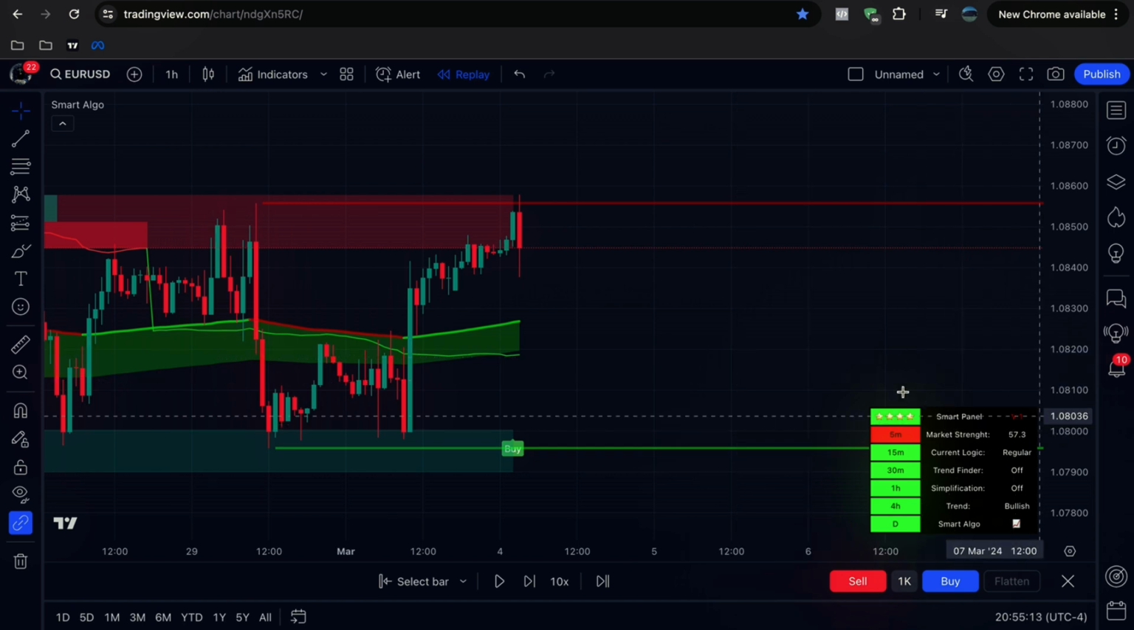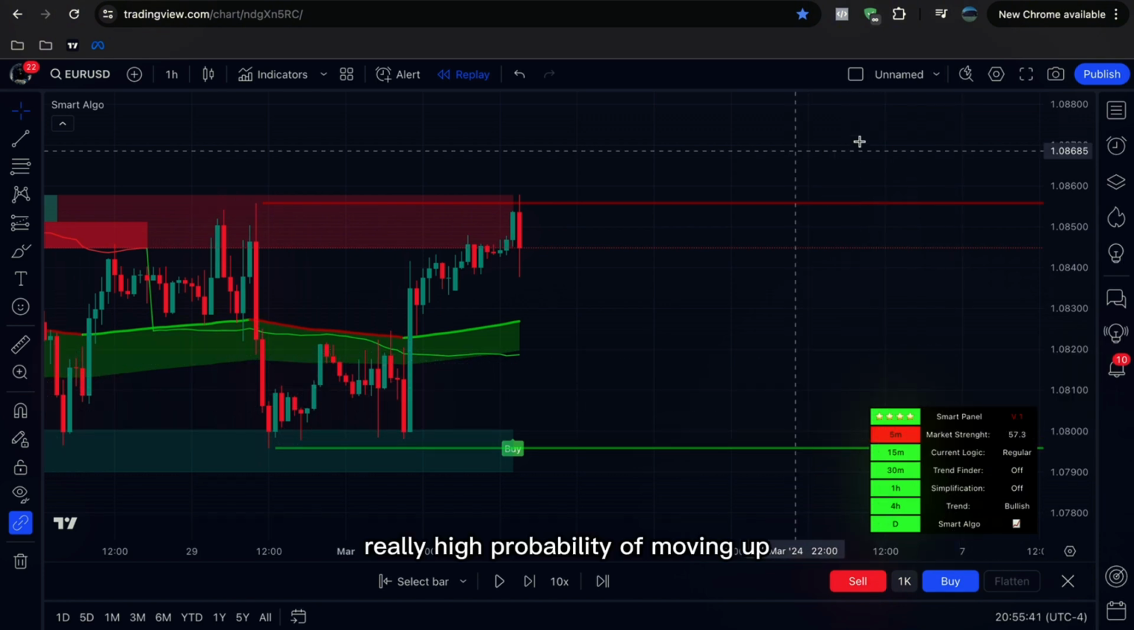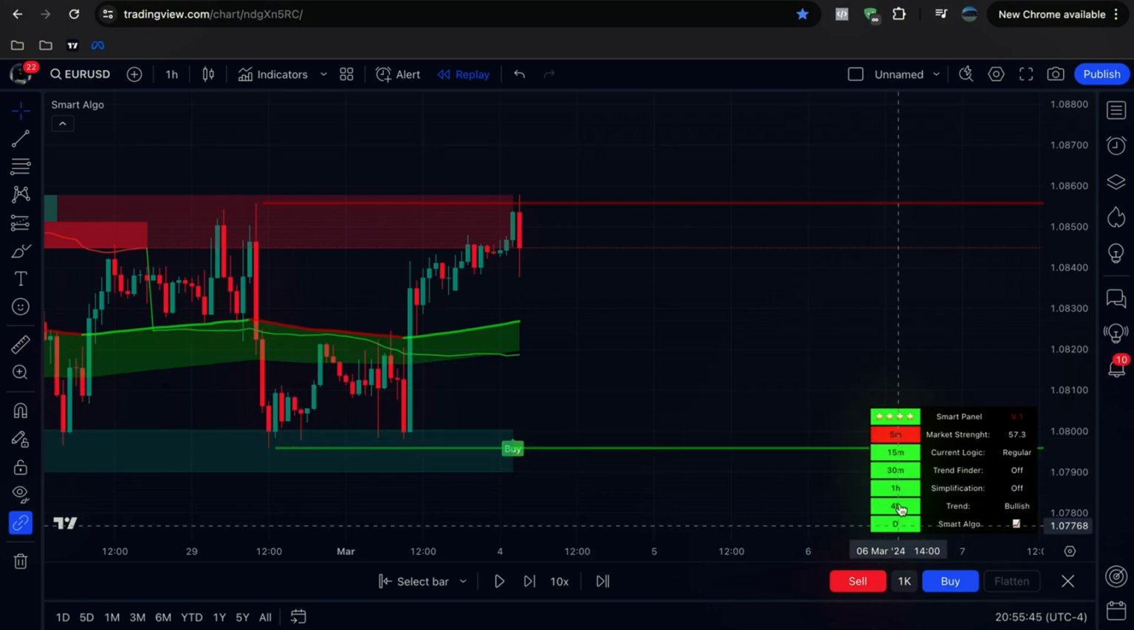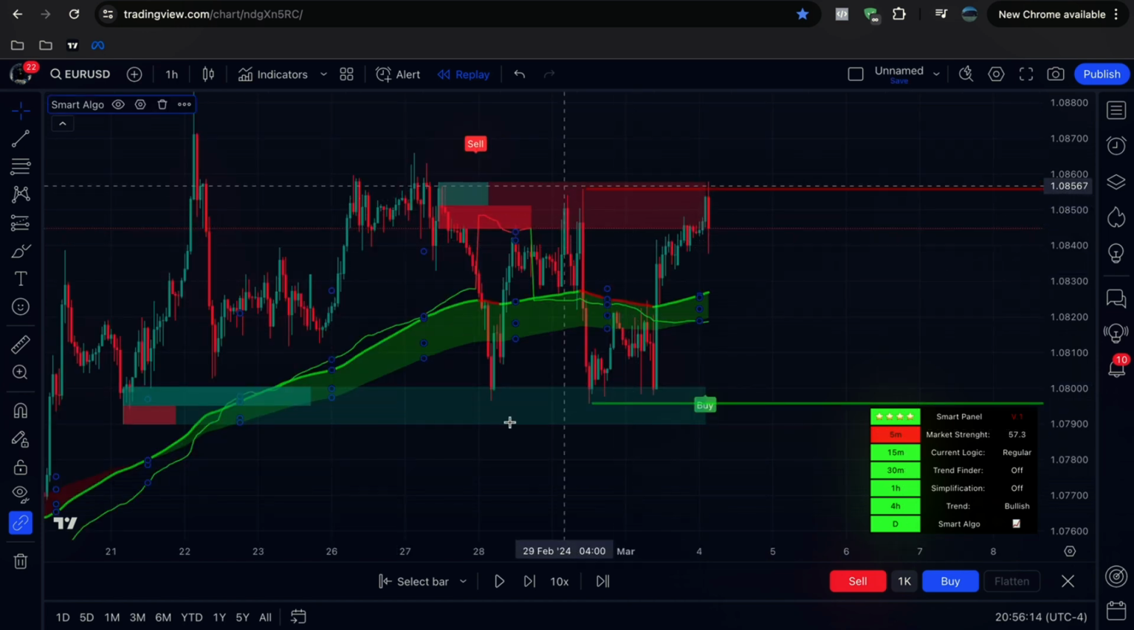And guys, we can check out the trend panel over here. The trend panel is indicating that this is a 4-star signal, meaning that the price has a really high probability of moving up. We can see guys that most of the time frames are bullish, so that will be confirmation number 3. Now guys, we can see that we have these two order blocks over here.